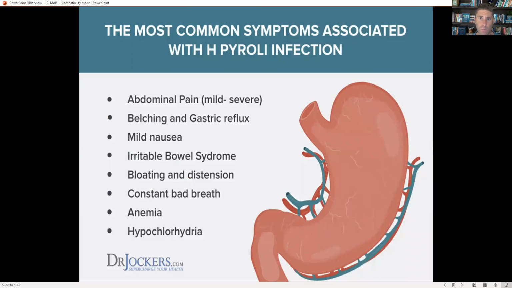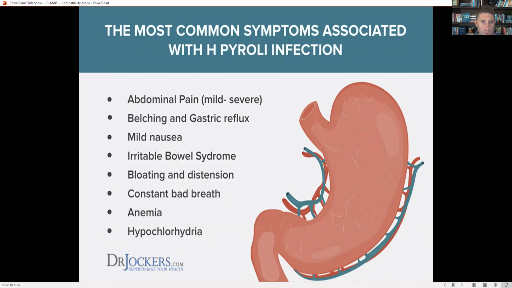Okay. And the most common symptoms associated with H. pylori infection, which is the most common cause of low stomach acid. The most common symptoms: abdominal pain, belching and gastric reflux, mild nausea. So a lot of people just feel nauseous on a regular basis just throughout the day.